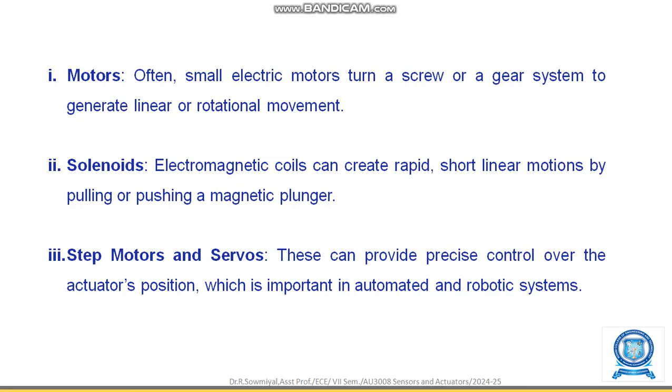Motors, often small electric motors, turn a screw or a gear system to generate linear or rotational movement. Next one is the solenoids. Electromechanical coils can create rapid, short linear motions by pulling or pushing a magnetic plunger. Step motors and servos can provide precise control over the actuator's position, which is important in automation and robotic systems.